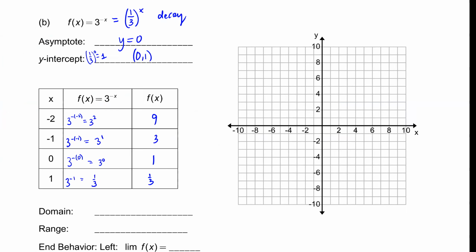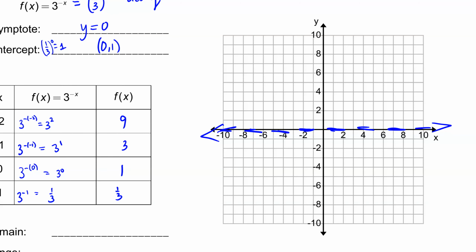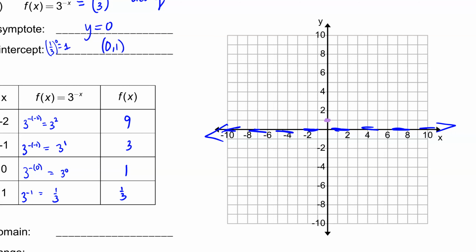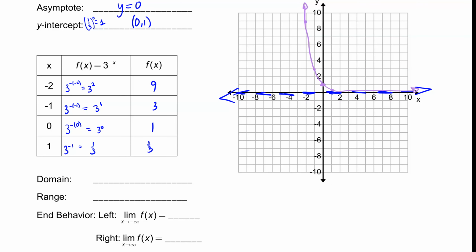Okay, put everything on our graph. So we have our asymptote, y equals 0. Hopefully you can see the line. Okay, we have a y-intercept (0, 1). At -2, we're at 9. At -1, we're at 3. And at 1, we're at 1/3. Okay, so connect them, and we are rapidly decaying. As we come to the left, we are going up to infinity, and as we go to the right, we're getting closer and closer to our x-axis, but we're not crossing it. Very important, we do not cross this.